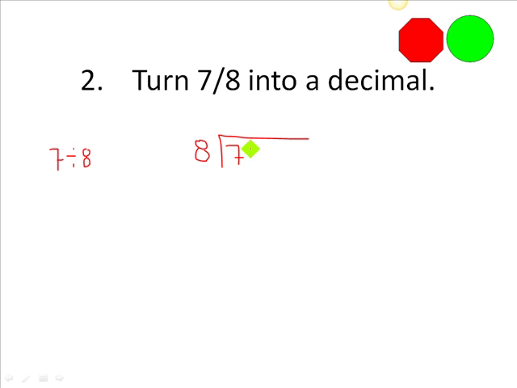8 will not go into 7, so I'll put a 0 here, and I'll add a decimal, which means that my answer is going to be smaller than 1. Well, 7/8 is smaller than 1. All right, I can add a 0 here now, and 8 will go into 70 8 times, because 8 times 8 is 64. So we have a 64 here. It's kind of the value of knowing your multiplication tables. And now we do the subtraction. 70 minus 64 is 6.